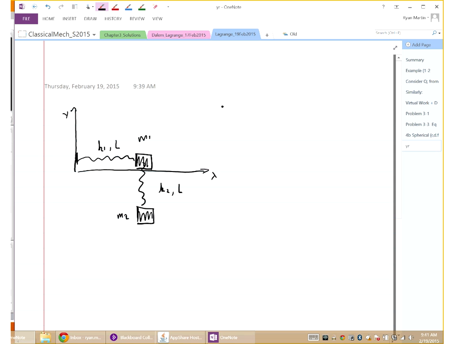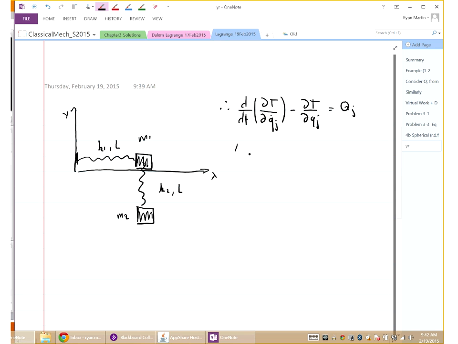So the goal here is to use D'Alembert's equation or D'Alembert's principle. And so let's just write that down to remind ourselves. D'Alembert's principle is that d/dt of ∂T/∂q̇j minus ∂T/∂qj is equal to capital Qj. So lowercase qj's are the degrees of freedom, and capital Qj are the generalized forces.